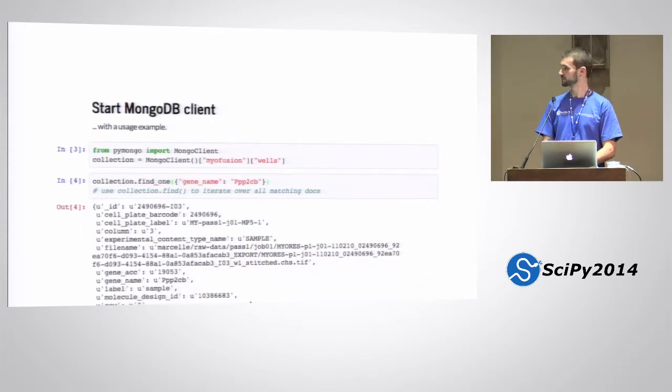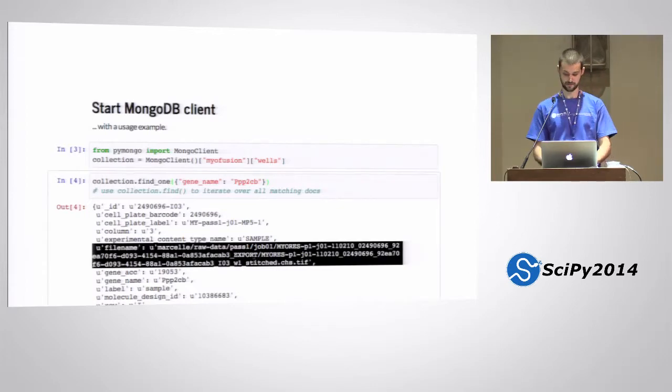Okay, and so here's an entry into my database. These are the keys. The ID is the plate number and the well coordinate. And I've got the gene accession number for, I think, UniProt, gene name, etc. So that's everything we want to know. And also the location of the file on the cluster.